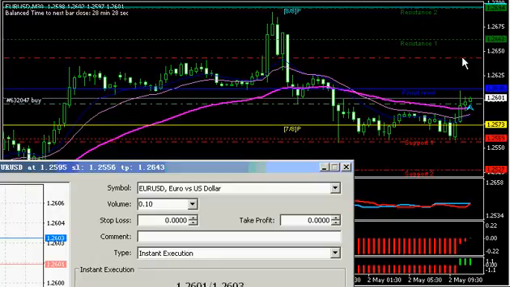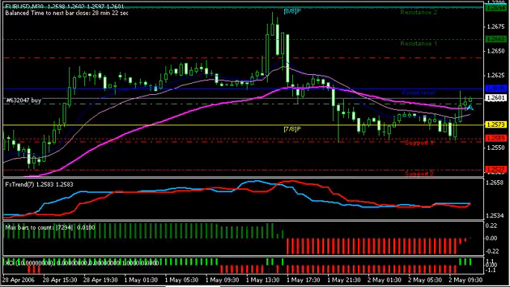Gone back down to 10 pips. I'm going to trade at 10 pip profit just to illustrate that the system works for 10 pip trades. We're at 10 pips profit, and I am now closing trade.